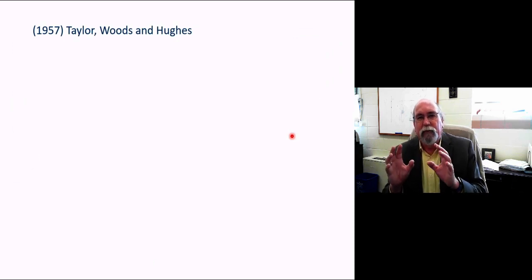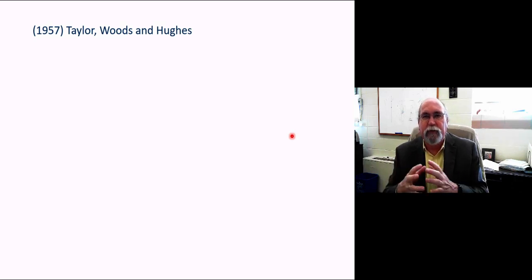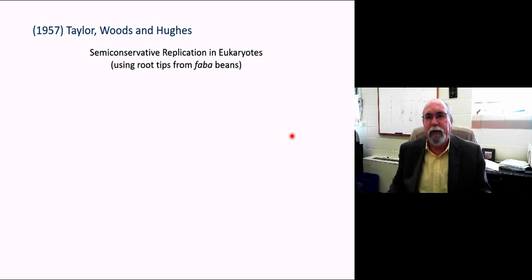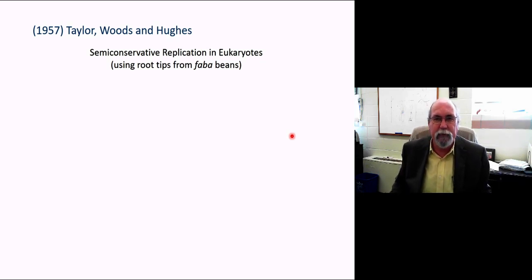So how do we know that it was semi-conservative? It was proposed, but how would we figure it out? Well, there were a series of experiments, and your book talks about a couple of them. I'm going to highlight Taylor, Woods, and Hughes' experiment in 1957, where they demonstrated that semi-conservative replication occurs in eukaryotes. Okay? They used fava beans. They used the root tips because root tips of plants grow really, really quickly, and they do it by mitosis.